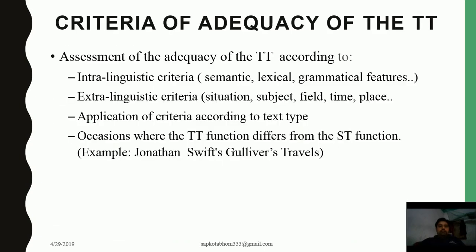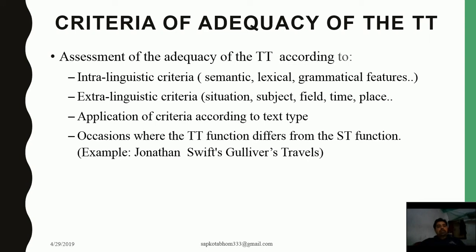While talking about the text type approach in the translation, these are the criteria of the adequacy of the target text. After translating the source text on the basis of the text type that I discussed in my previous slides, we can know whether the target text is suitable or not according to the communicative or functional purposes.